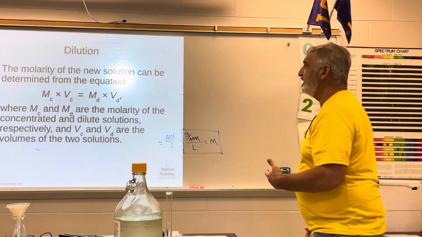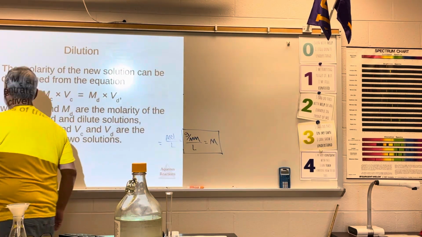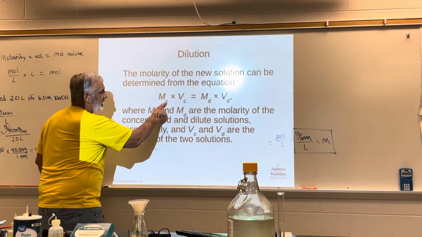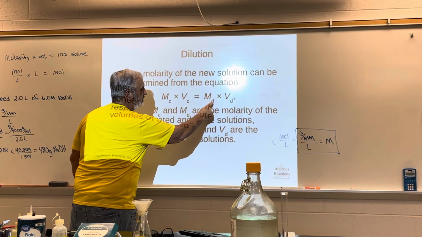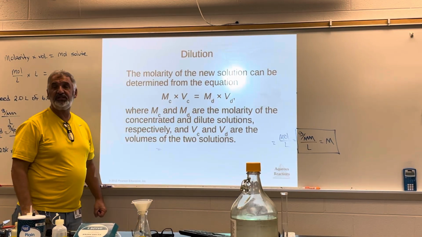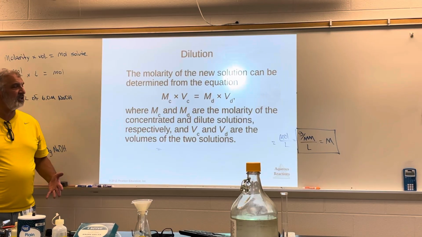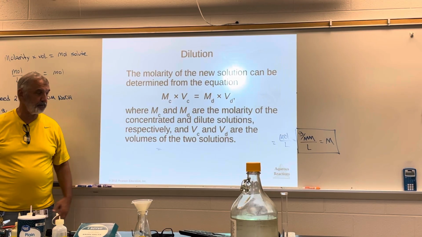Well, it's a super easy equation where we take the molarity of the concentrated times the volume of the concentrated is equal to the molarity of the dilute times the volume of the dilute. So C stands for concentrated, D stands for dilute, and it says it right there.